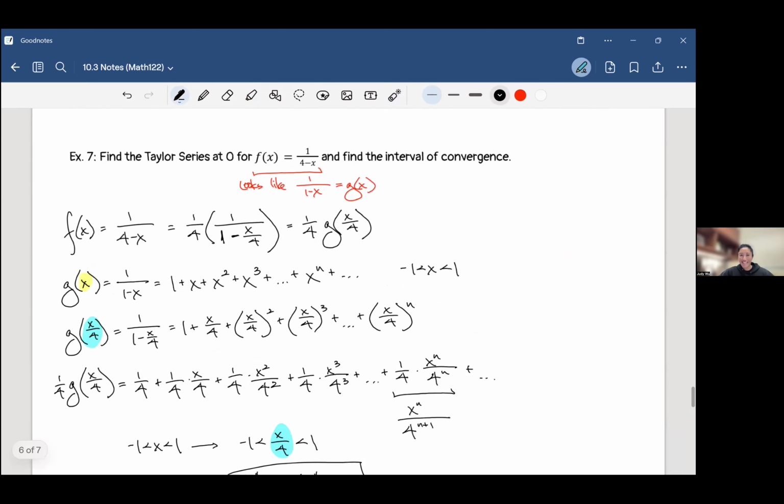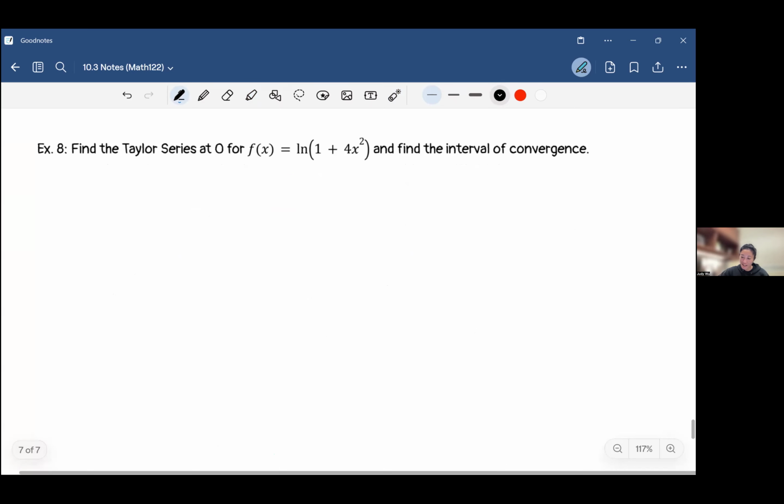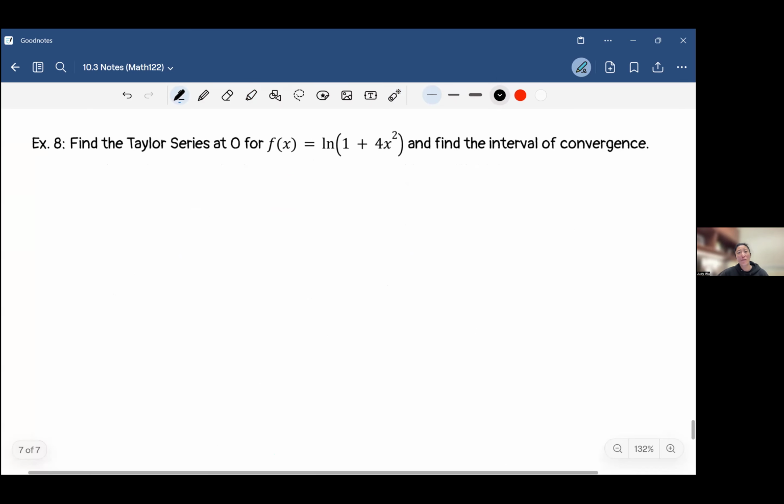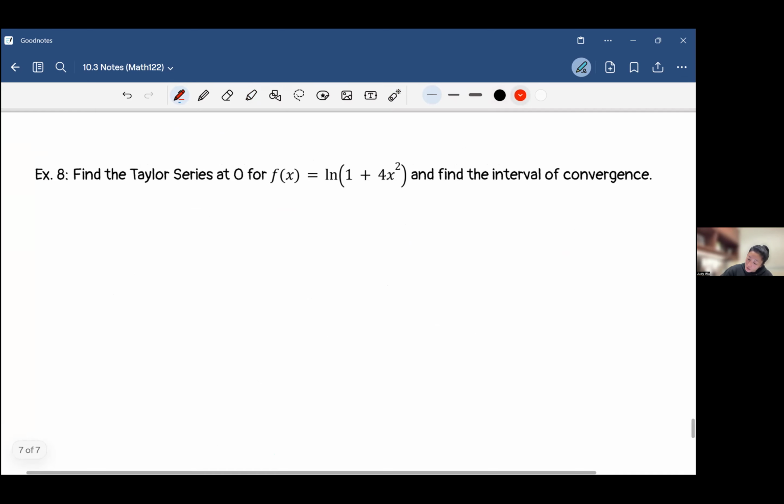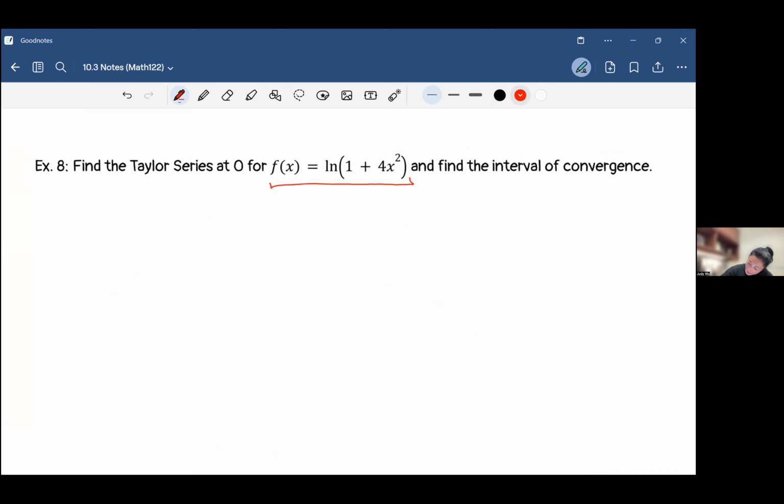All right, one last example. Let's take a look at number 8. Find the Taylor series at 0 for f of x equals natural log of 1 plus 4x squared. What does this look like? Okay, I think this one looks like natural log of 1 plus x, right?